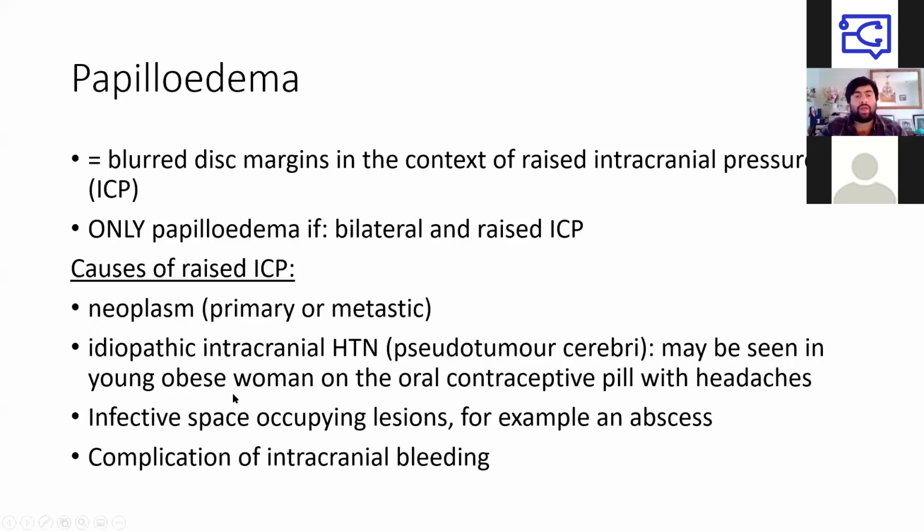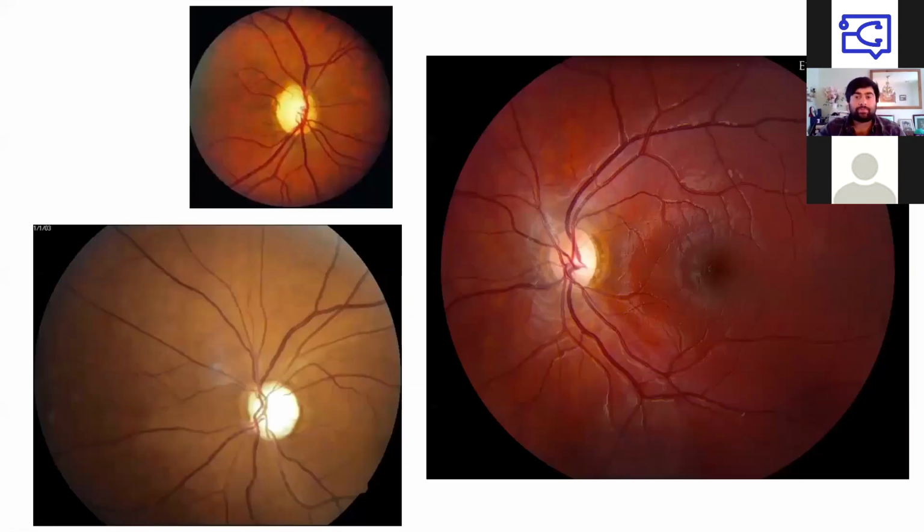So just a few other examples of raised ICP that you might see at the undergraduate level. These are all from Google. Unfortunately, I've not really practiced ophthalmology clinically, so I don't have any pictures of my own. I usually love showing pictures of patients to bring home the realness of medicine, but I can't this time. I've got a few, but not the fundi.